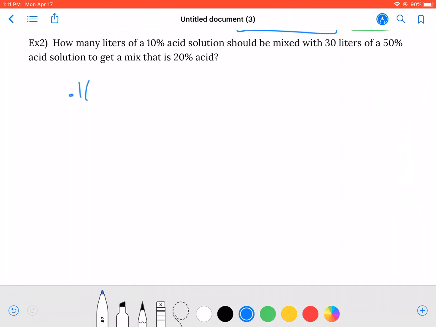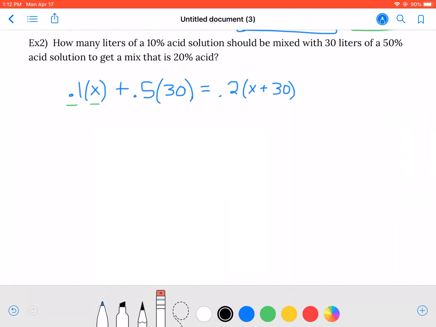So 10% times, we don't know. That's what we're going to find. This is how much we're adding in of that. Then we know that of the 50% solution, we have 30 liters. And when this is done, we want a 20% solution. In here, what we're taking is the percentage times the amount that you have. So I have 10% at X liters. I have 50% at 30 liters. I want 20%, and this would become X plus 30, because we had the 30 that was already there, and we're adding in X amount. And now you're basically just solving this.